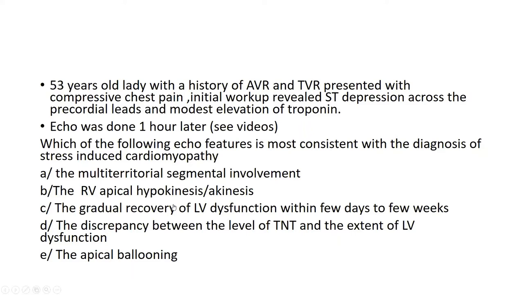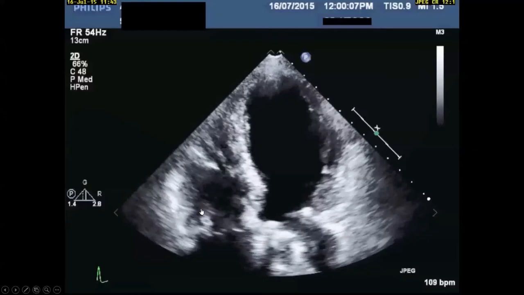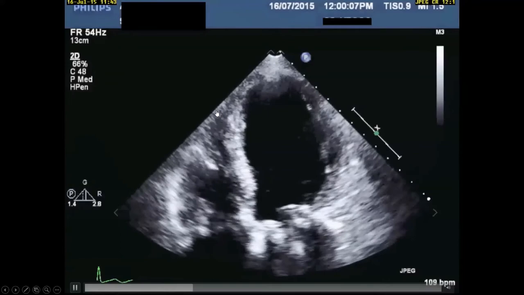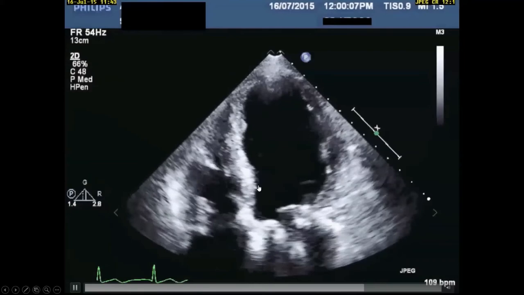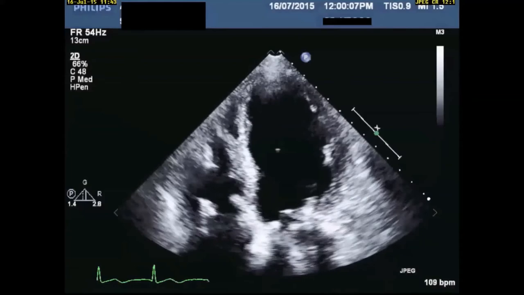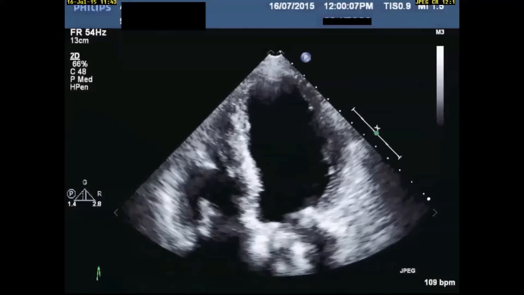It's so unexpected, right? See, the multi-territorial segmental involvement is a feature. Gradual recovery is a feature. Discrepancy is a feature. Apical ballooning is a feature. But the most consistent is RV apical hypokinesis. To the extent that when you see it, you might even stop sending this patient to the cath lab. This part of the RV, when it goes hypokinetic compared to the basal wall, is very, very specific of Takotsubo, stress-induced cardiomyopathy. But the problem is you might fail to elicit it. If you elicit that, you have almost diagnostic certainty of stress-induced cardiomyopathy, amounting to 98%.